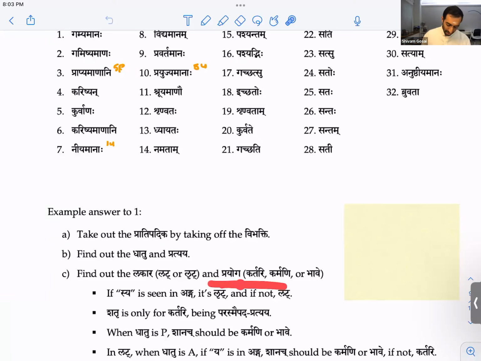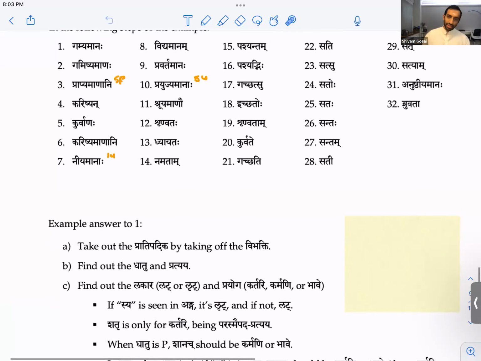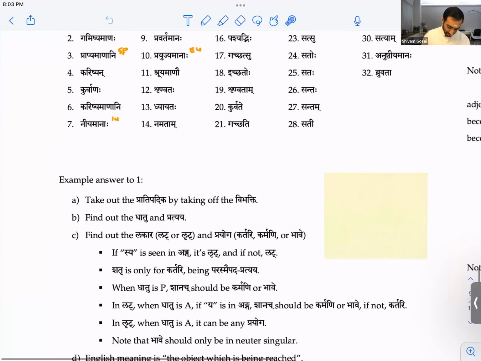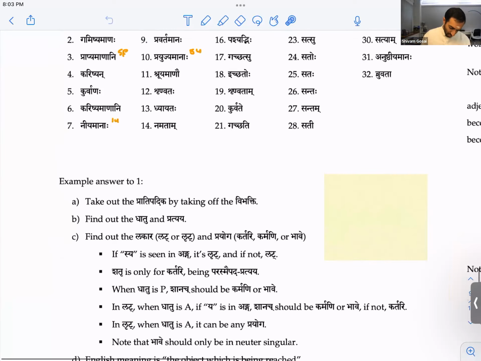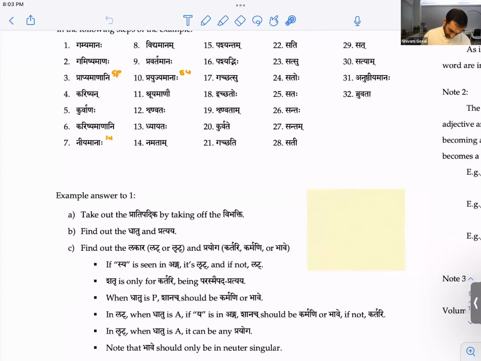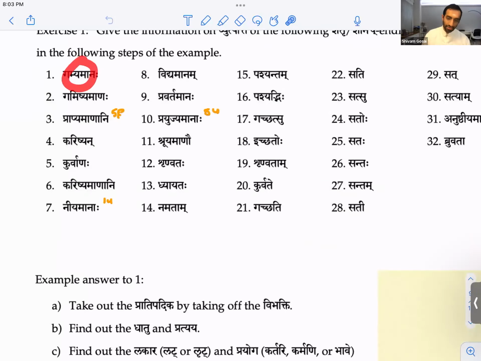Now, what is the prayoga? Kartari, karmani, or bhave. One way we can figure this out: when the dhatu is P, Śānac should be in karmani or bhave. So we know it's P. Since we have Śānac, that means we have karmani. You also get a little trick if you see the yakara there too, right? Gamya.